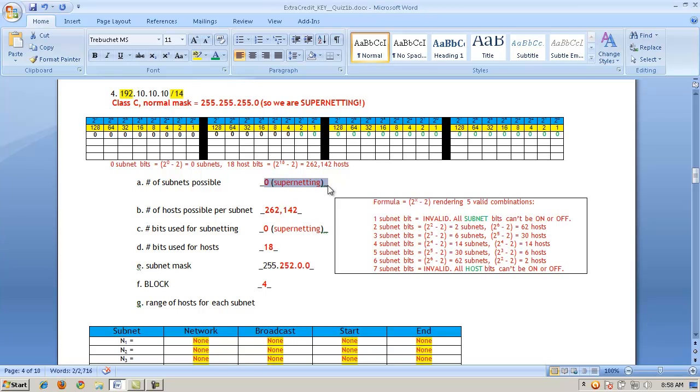In this case, the number of subnets possible is kind of a trick question. There are no subnets because we're not subnetting, we're supernetting. The number of bits used for subnetting, again kind of a trick question, we aren't using any bits for subnetting. So 0 and 0 respectively there. But the number of bits for host is important, that's 18, and that gives us the number of hosts possible per subnet.